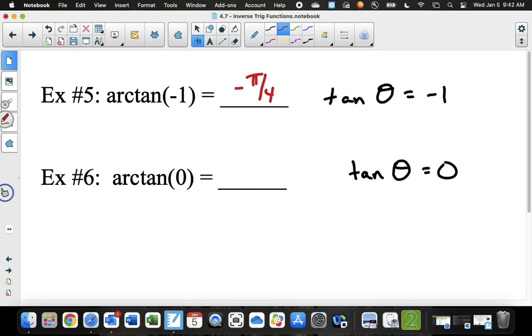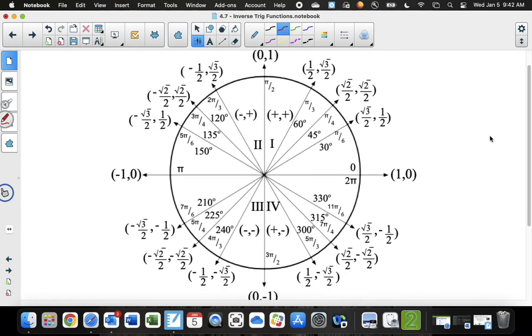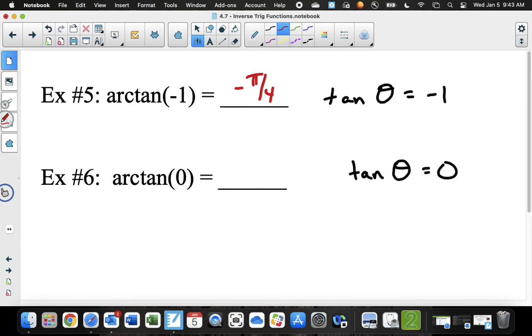If we take a look at our unit circle, again, we are restricted to quadrant 1 and 4. We're trying to figure out where does the tangent equal -1. Now, I don't have the tangents on here. You do. Okay, you have them handwritten on your unit circle. But remember, tangent is sine over cosine. So wherever the sine and cosine are the same, but opposite signs, is exactly where you end up. And sure enough, it is. There's your answer right there. It is -pi/4. Okay? The arctangent of -1 is located at -pi/4.